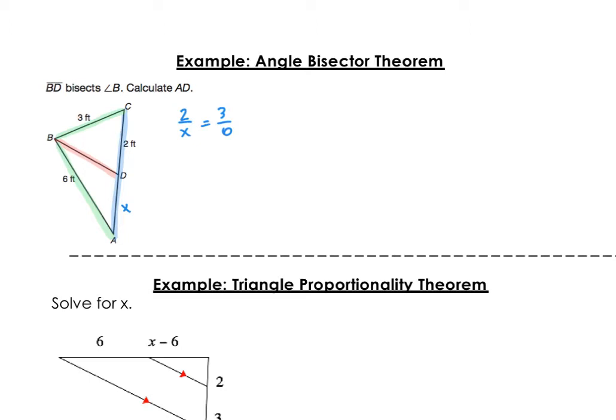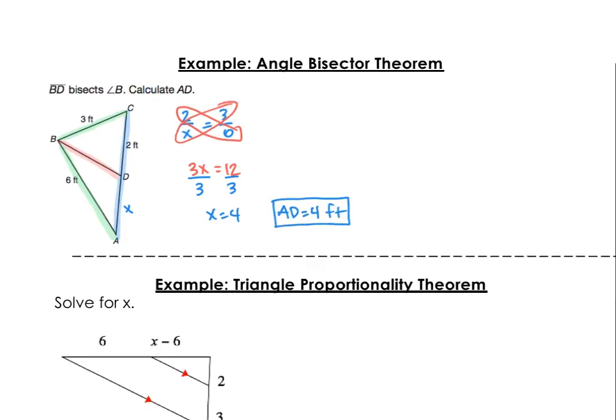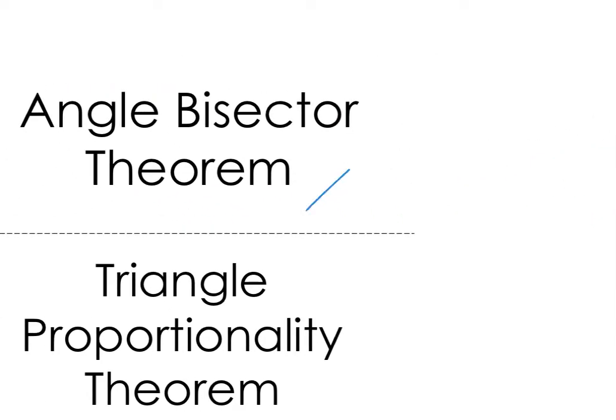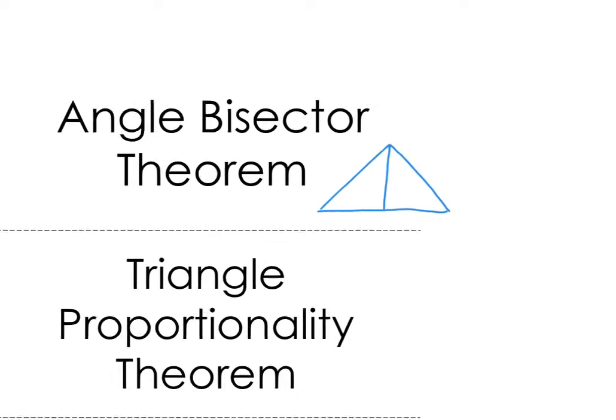Okay, so once it's set up, we can cross multiply 3x, and 6 times 2 is 12. Divide both sides by 3. So x equals 4. So the length of AD is 4 feet. So angle bisector theorem, the way that you can recognize the picture, so you know to apply angle bisectors, if you have a triangle and there's kind of a line going through it directly. That's how you can tell it's angle bisector theorem.